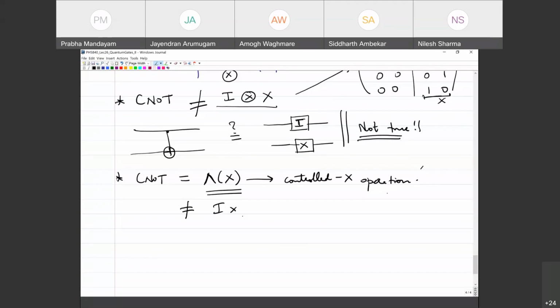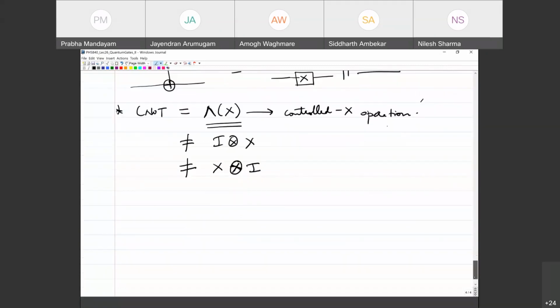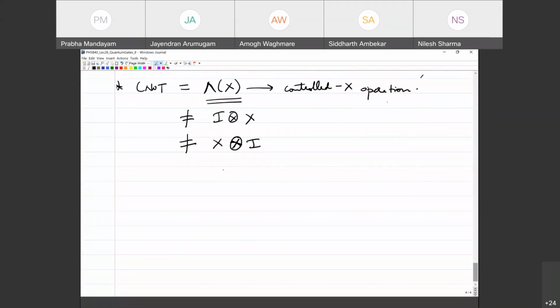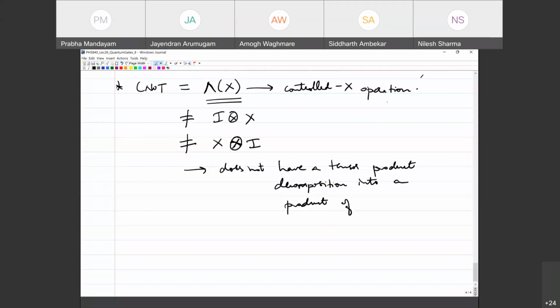And I hope you can convince yourself that neither is it X tensor identity, okay? Neither is it X tensor X or any such tensor product decomposition. In fact, the C0 does not have a tensor product decomposition into a product of, again, I'm going to use this word, local gates.